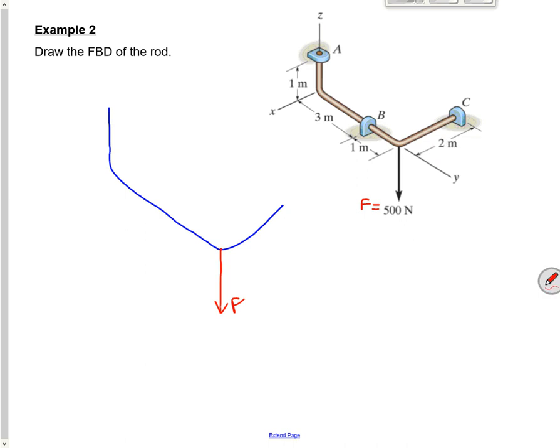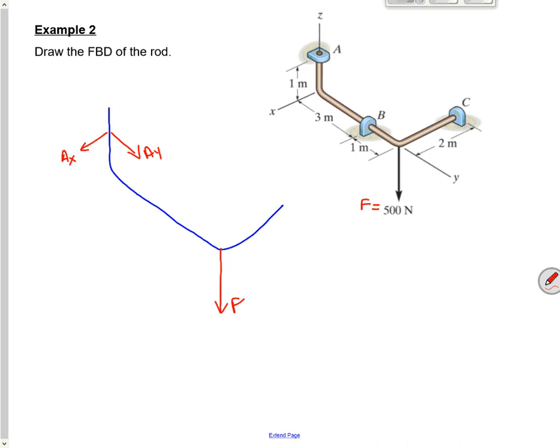And then I've got 3 journal bearings acting on this thing. And at a journal bearing, I get forces that prevent translation perpendicular to the axis. There's a hole through it, perpendicular to that hole. So in the X and Y directions at A, I'd get X and Y. This is Y.